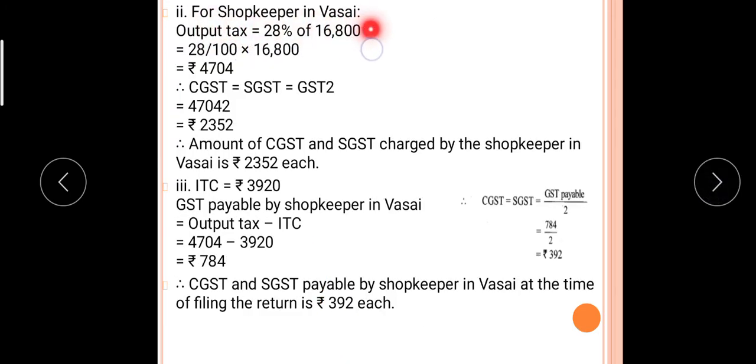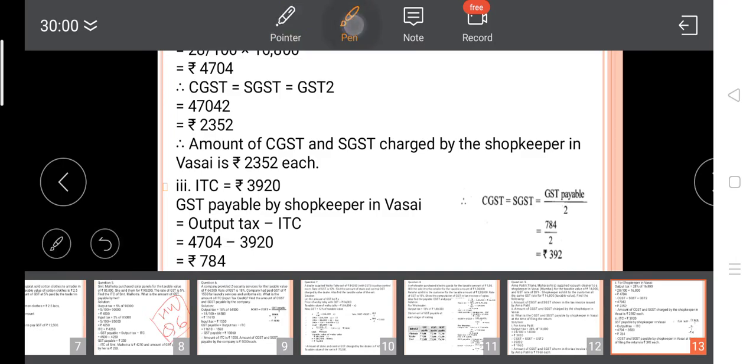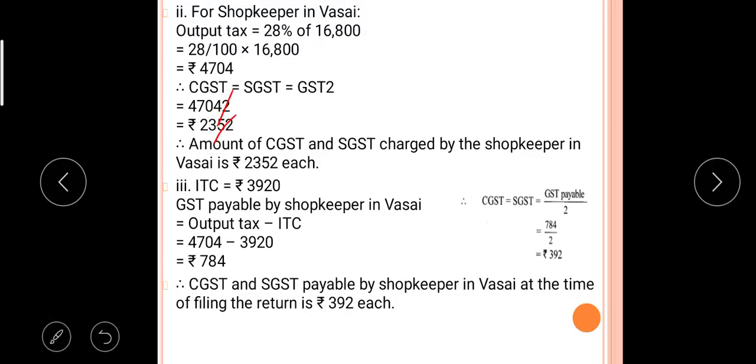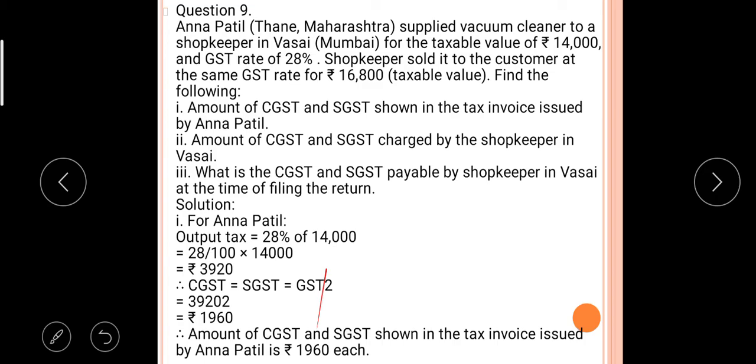Now next, for the shopkeeper, output tax is 28% of 16,800, because only the taxable amount of that product is given, at what price they sell, and therefore we are just calculating output tax here. Here it is not given at what price they purchased. So output tax is 28% of 16,800, so it is 4,704 rupees, and GST of 4,704 rupees divided by 2, what you will get? 2,352. This is for the shopkeeper. And ITC is input tax credit, that is how much?